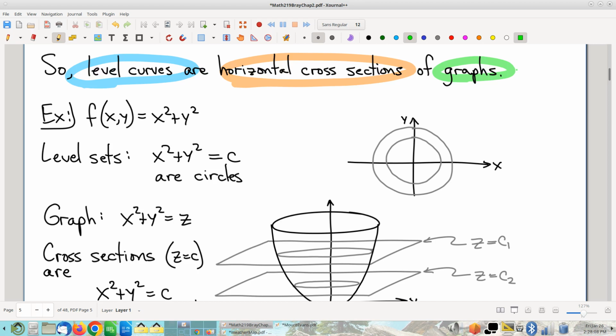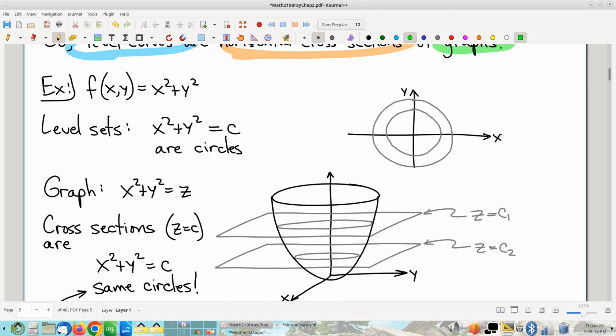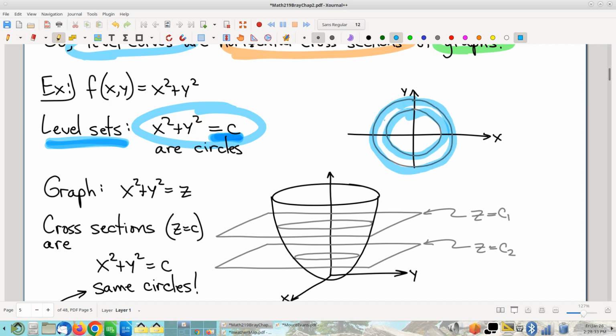So here's the way you see it. Here's the graph. Well, I'm sorry, I got ahead of myself. Here are the level curves. These are level curves, aka level sets, because I'm setting the value of the function equal to a constant. That gives me these curves right here. Then here's the graph. The graph is what you get when you set the function equal to a new variable. Same function, just instead of setting it equal to a constant, I'm setting it equal to the new variable z.